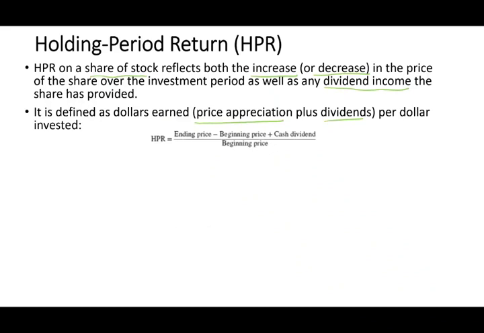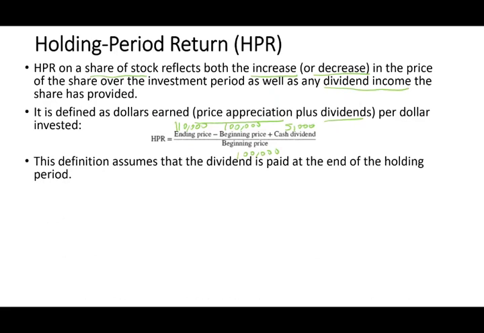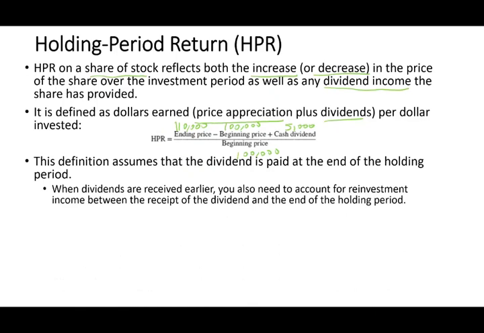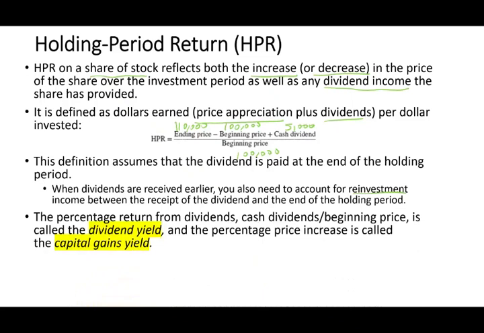For example, to take a look at the formula, the ending price is 110,000, whether it's a stock or a home. The beginning price is 100,000. The rental income was 5,000, divided by 100,000. This is what I did. So the definition assumed that the dividend is paid at the end of the holding period. Otherwise, we have to take care of the reinvestment process, the reinvestment income. So we assume the dividend is received at the end of the period. So the percentage return from dividend, which is cash dividend divided by the beginning price, is the dividend yield.